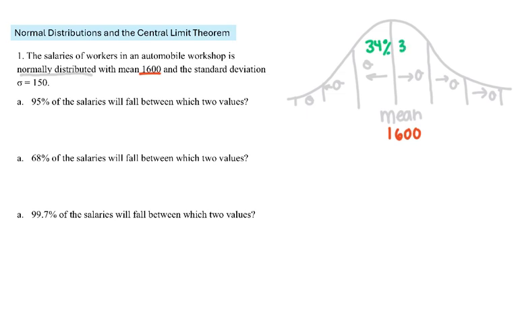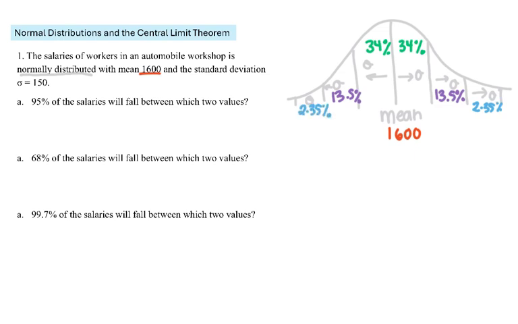34% of the people will be in each of these sections, which are plus or minus 1 standard deviation away from the mean. And then 13.5% will be within 1 to 2 standard deviations away from the mean. And then lastly, we can say within 3 standard deviations, 2 to 3 standard deviations of the mean, this is actually 2.35% here and here.